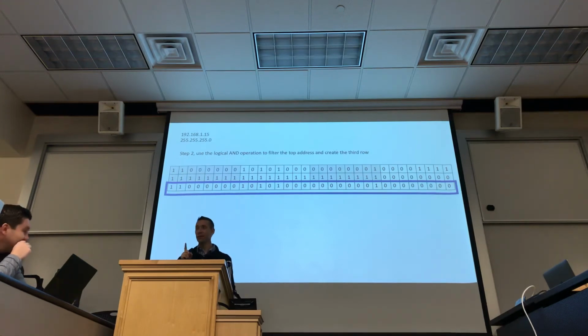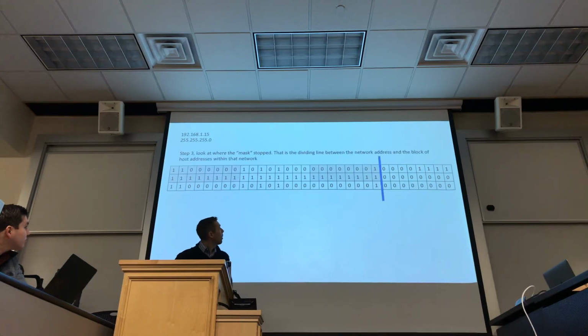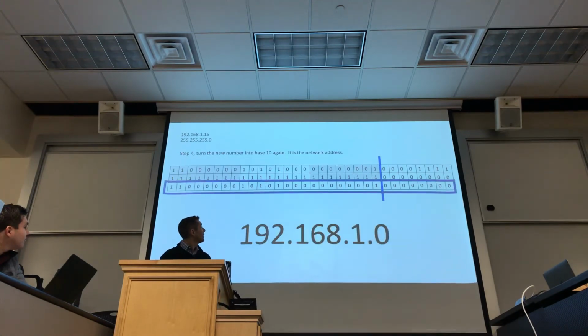Okay, so I did this trick. I turned those numbers into binary, and I multiplied them. And then remember last time I was talking about drawing that line? I draw the line wherever the ones from the subnet mask ran out. So I turn this number into a base 10 number again, back to a regular IP address. That is my network address. That's like saying I'm on Maple Street or Apple Street.